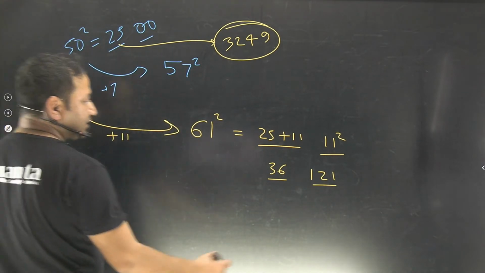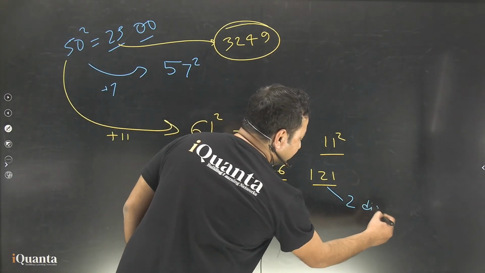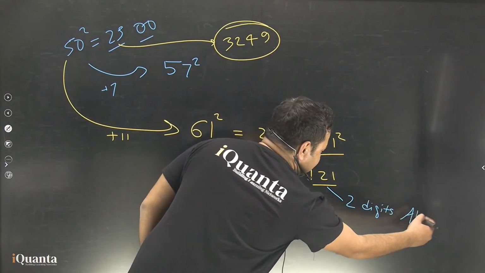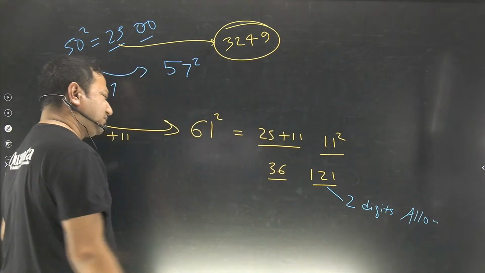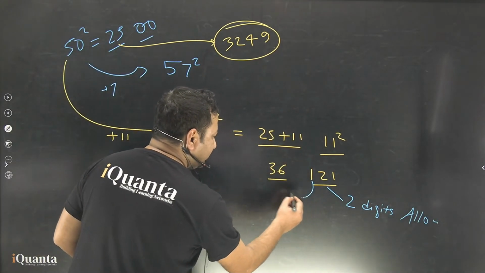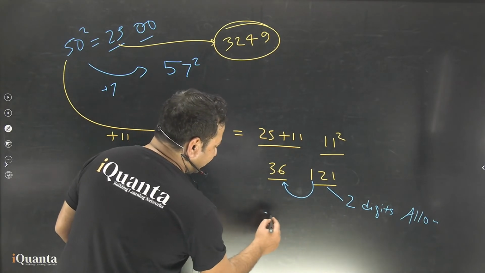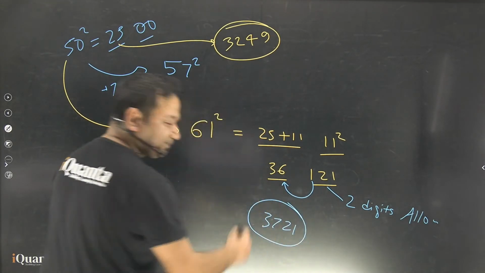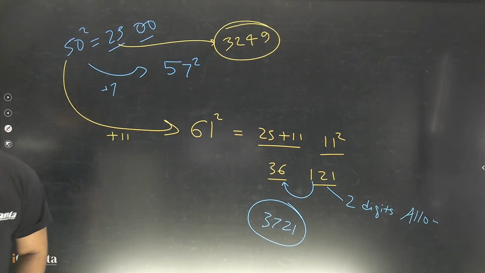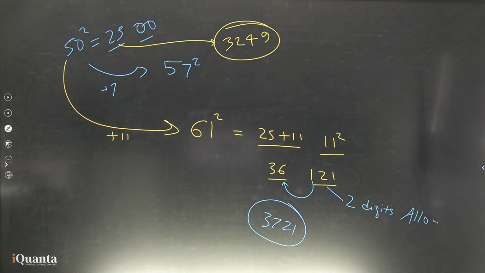The problem is, here only 2 digits are allowed. What to do? Well, send this one towards here, carry forward, and we get 3721 as the answer. Is that clear? Perfect. Clear to people who are watching on YouTube? Is that clear to everyone? Isn't it surprising?